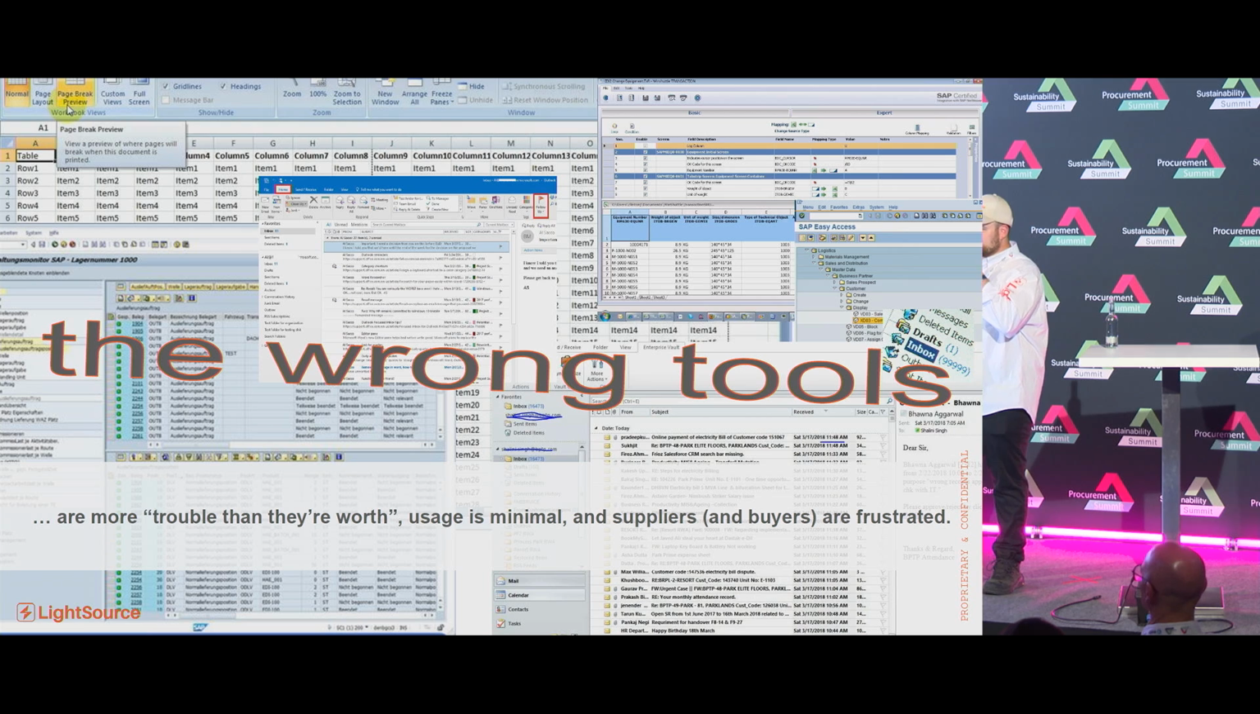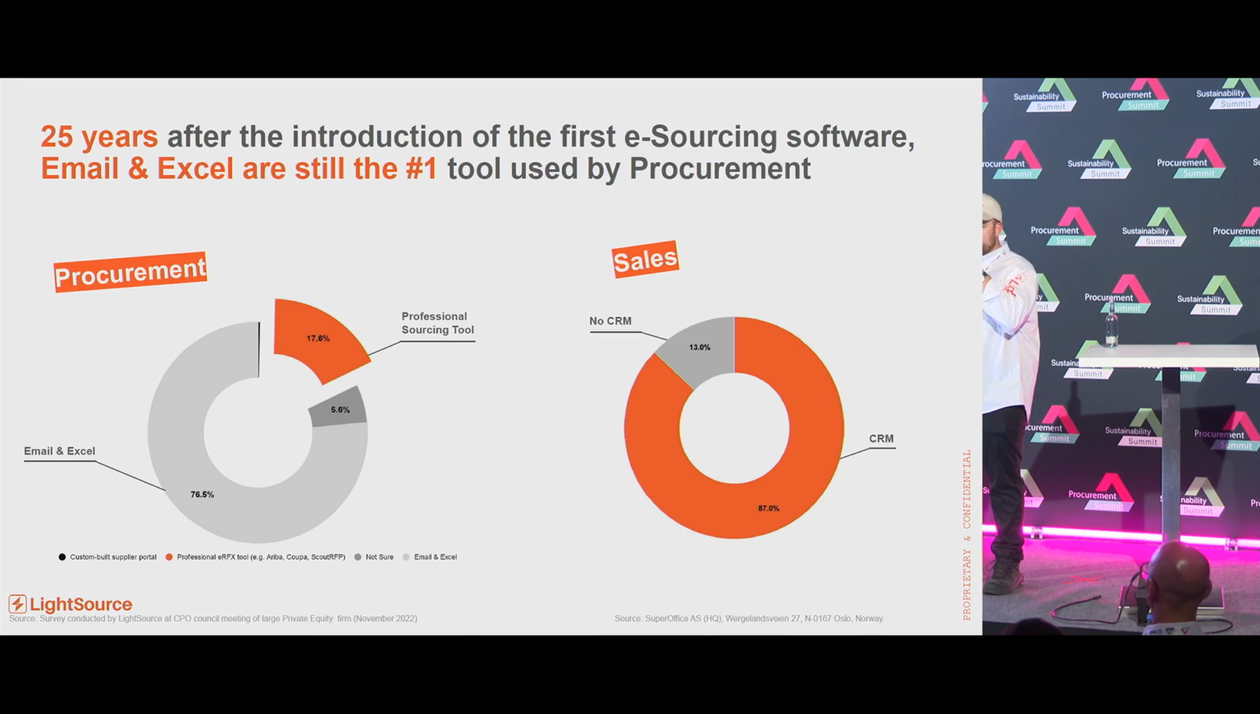You know, a lot of tools to date have been built in a way to limit us from doing the wrong things, but not enable us to do the right things faster and easier. And that's why today, 25 years after the introduction of the earliest e-sourcing software, 76% of procurement teams are still using Excel and email as their primary tool.